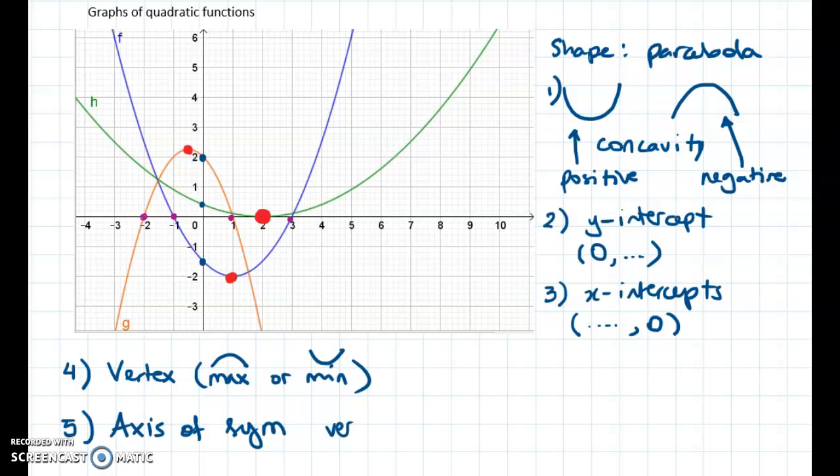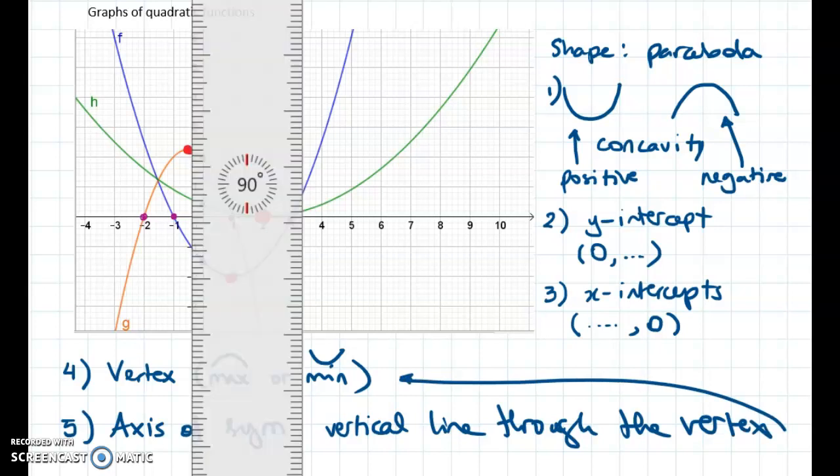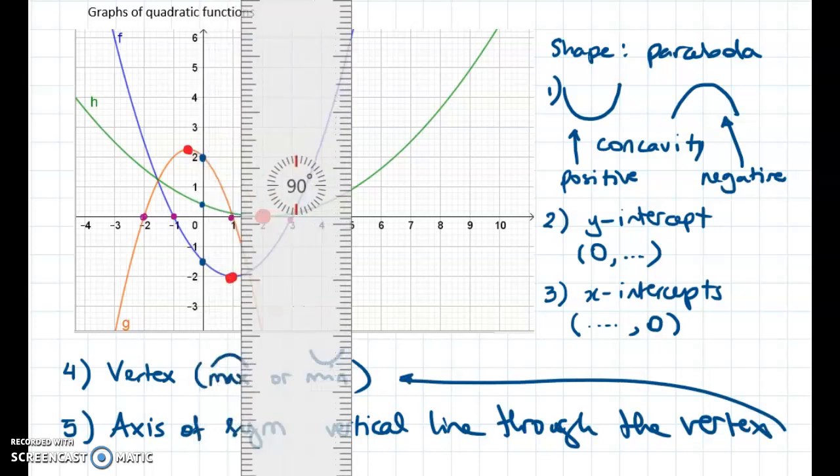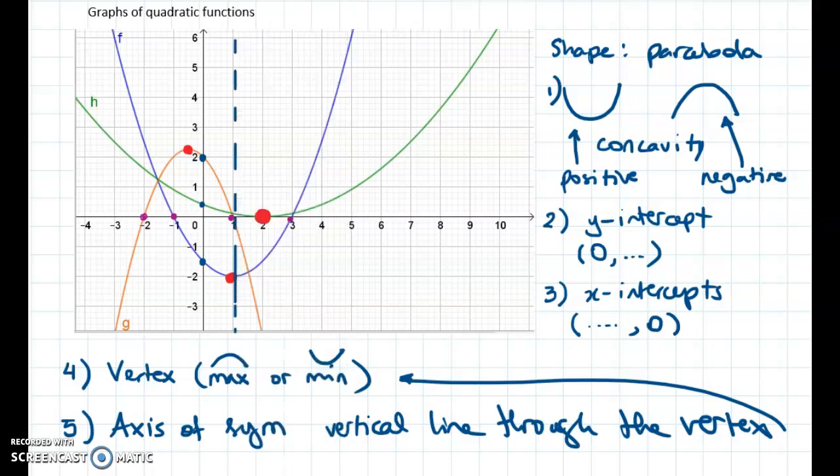and it's a vertical line going through the vertex. So it's related to our point 4. So I can, for instance, here put a vertical line going through the red point for the blue one. So that will be my axis of symmetry. These are the 5 main features of the graphs of quadratic functions that we are going to work with.